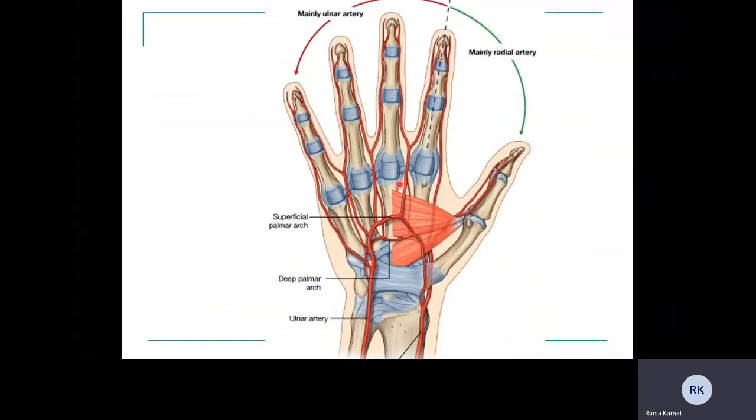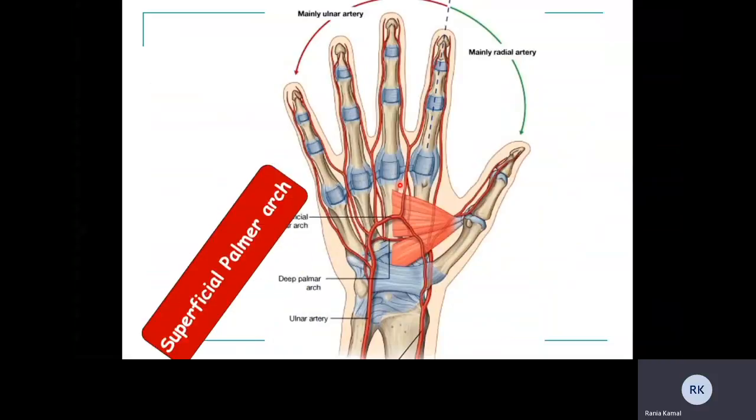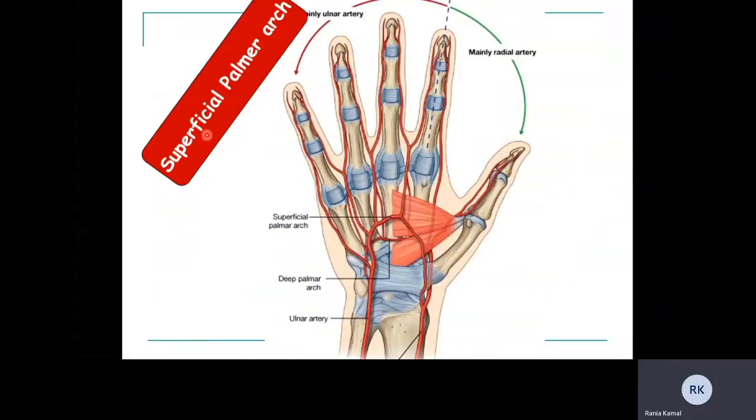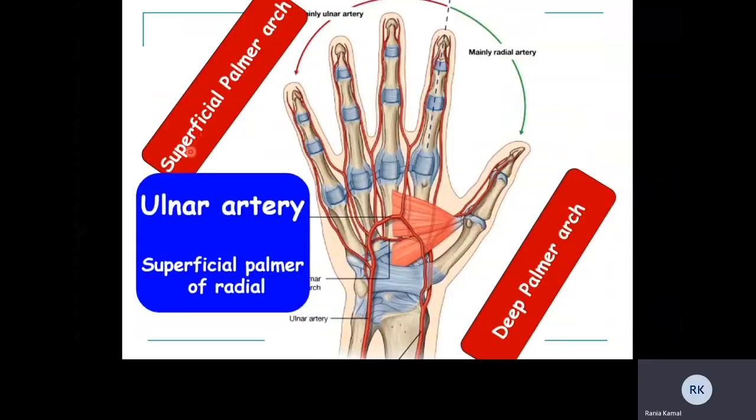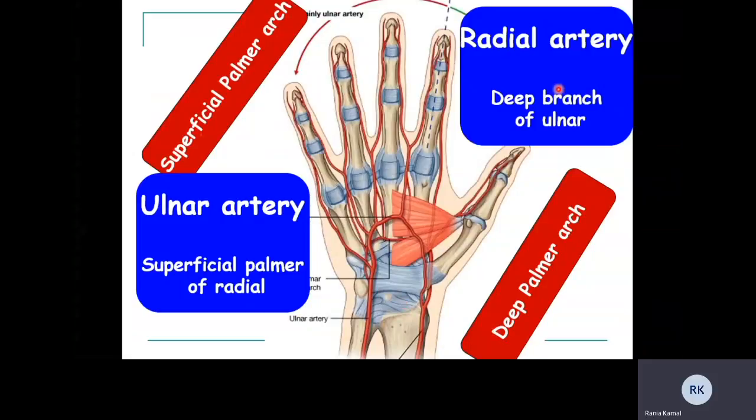Now we will summarize the arterial arches in the hand. There are 2 arches in the palm. One is called the superficial palmar arch, and one is called the deep palmar arch. The superficial palmar arch is formed mainly by the ulnar artery and the superficial palmar branch of the radial artery. The deep palmar arch is formed mainly by the radial artery and the deep palmar branch of the ulnar artery.